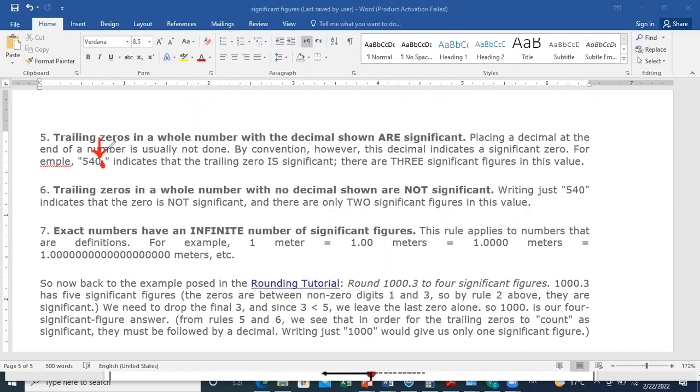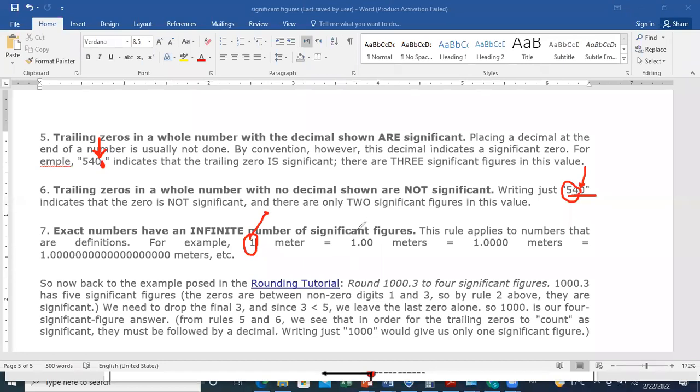Okay? And now, if I just tell you 540, so if you have a trailing 0 in a whole number with no decimal shown after it, then it's not a significant 0. So I count just these two numbers as significant. Now, exact numbers have an infinite number of significant figures. So even if you have an exact number, let's say 1, if you just write 1 in this way, it's 1 significant figure.